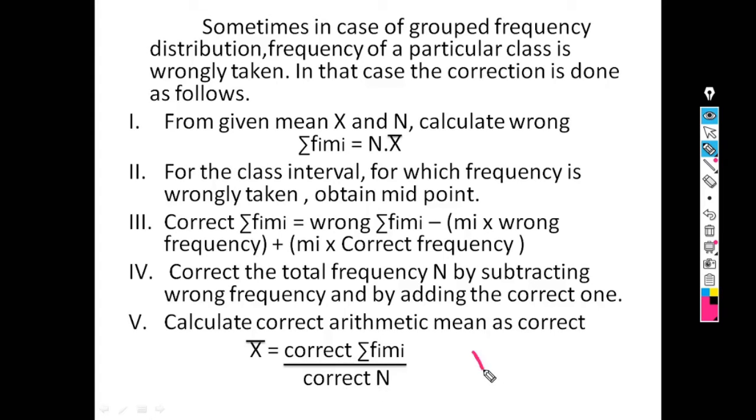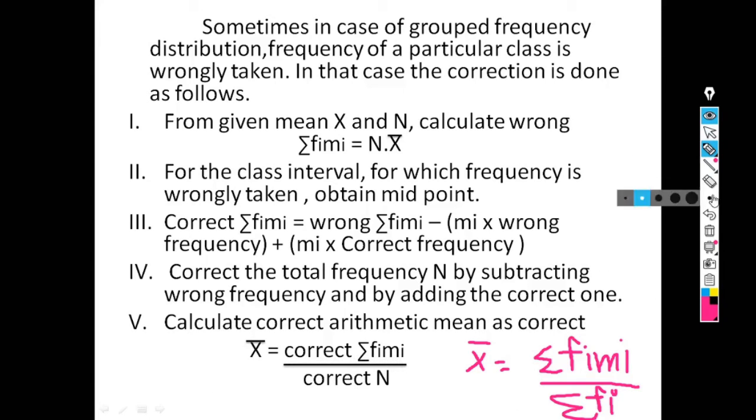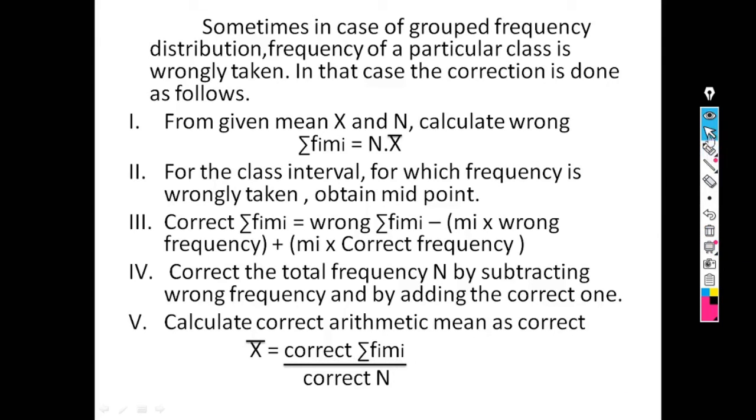Same formula for group frequency distribution. The formula for group frequency distribution is x bar is equal to summation of fi into mi divided by summation of fi, that is capital N. Here we write the same formula: correct x bar is equal to correct summation of fi into mi divided by correct n. We can understand this whole procedure by taking an example.